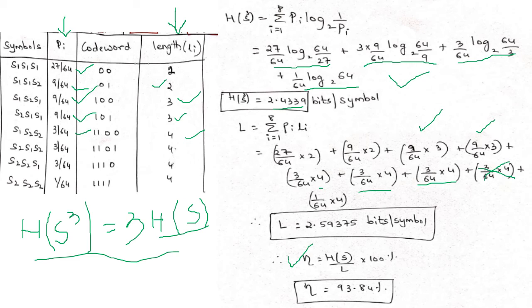So 3 by 64 is occurring 3 times. So we'll have 3 terms, 3 by 64, 3 by 64, 3 by 64. And last one is 1 by 64. Once we simplify, we'll obtain average code word length as 2.59375 bits per symbol. And once we substitute entropy and average code word length, we'll obtain the source efficiency as 93.84%.